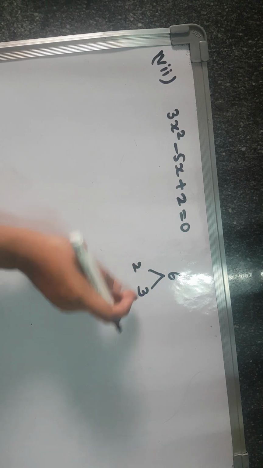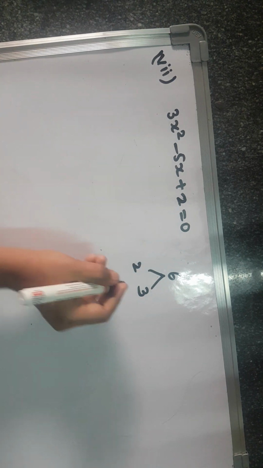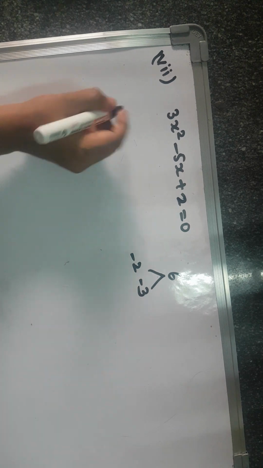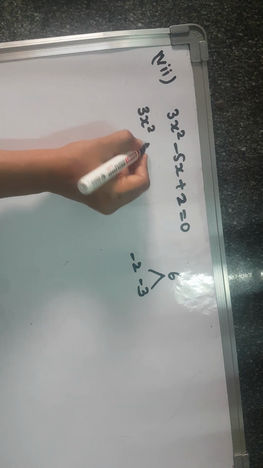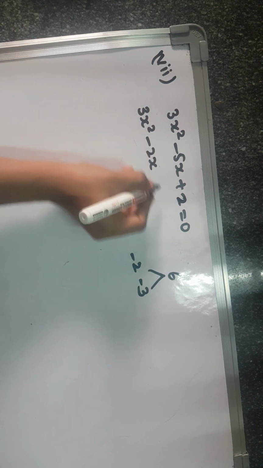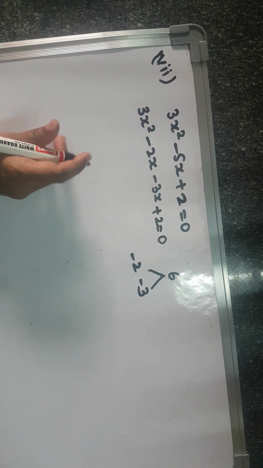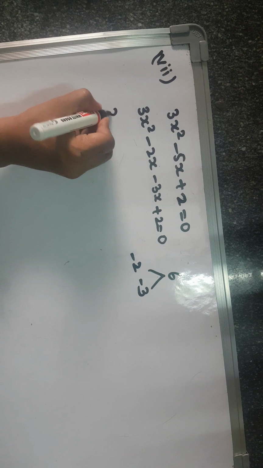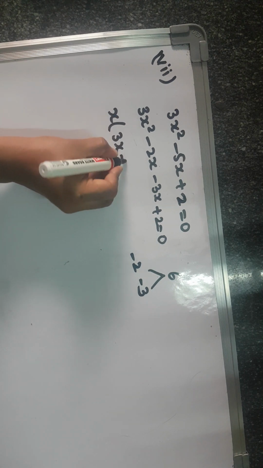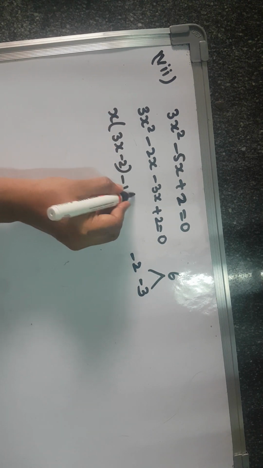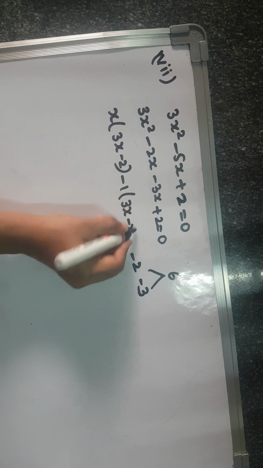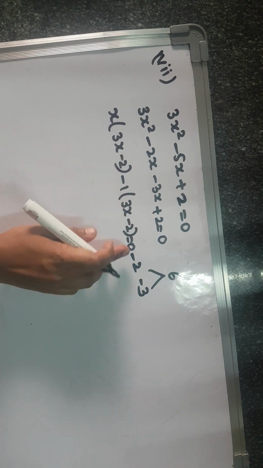Okay, 2 plus 3 gets the value 5, but you have a minus sign, so it means minus 2 minus 3. So 3x squared minus 2x minus 3x plus 2 equals 0. Now taking x common, it means 3x minus 2, and now I am taking minus 1 common. These are also 3x minus 2 equals 0.